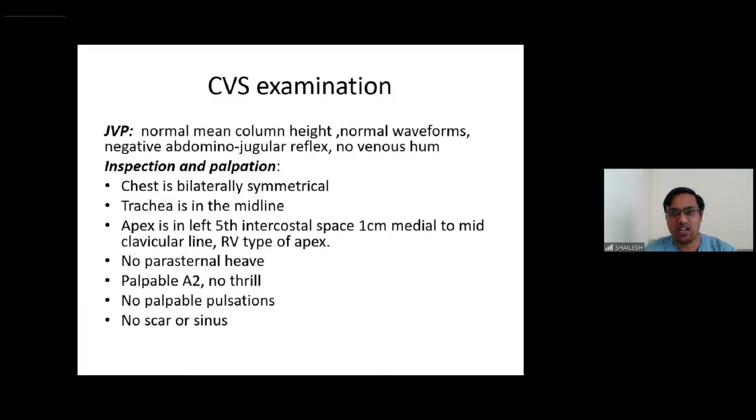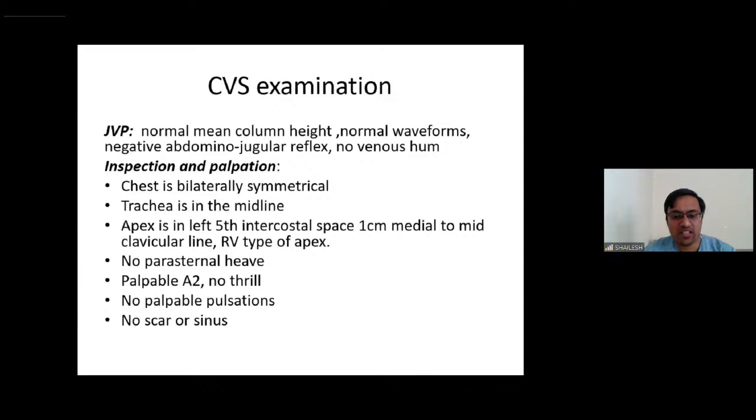Coming to cardiovascular system examination, the JVP is normal mean column height with normal waveforms and negative abdominojugular reflex, and there is no venous hump. On inspection and palpation, the chest is bilaterally symmetrical, the trachea is in midline, and the apex is in the left fifth intercostal space, 1 centimeter medial to the mid-clavicular line. It is an RV type of apex. There is no parasternal heave.